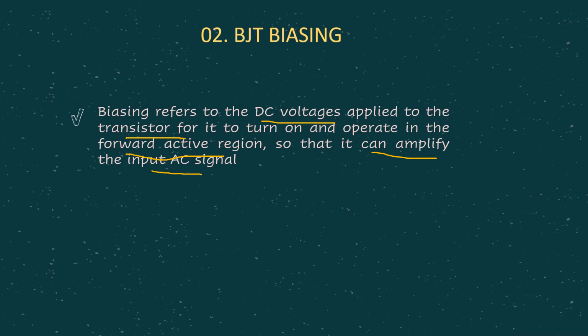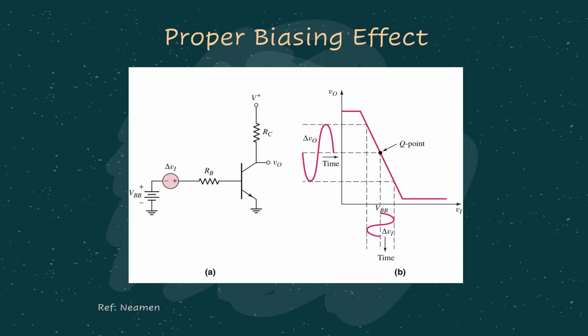Okay, so there are 4 keywords here in biasing. We apply DC voltage. Why do we apply DC voltage? We want to turn on our BJT transistor because BJT transistor is an active component, remember? Then in order for us to do a proper amplification, we need to make sure the BJT is operating under forward active region so that we can amplify the AC signal. We need to have a proper biasing because we want to make sure the AC signal can be amplified properly.